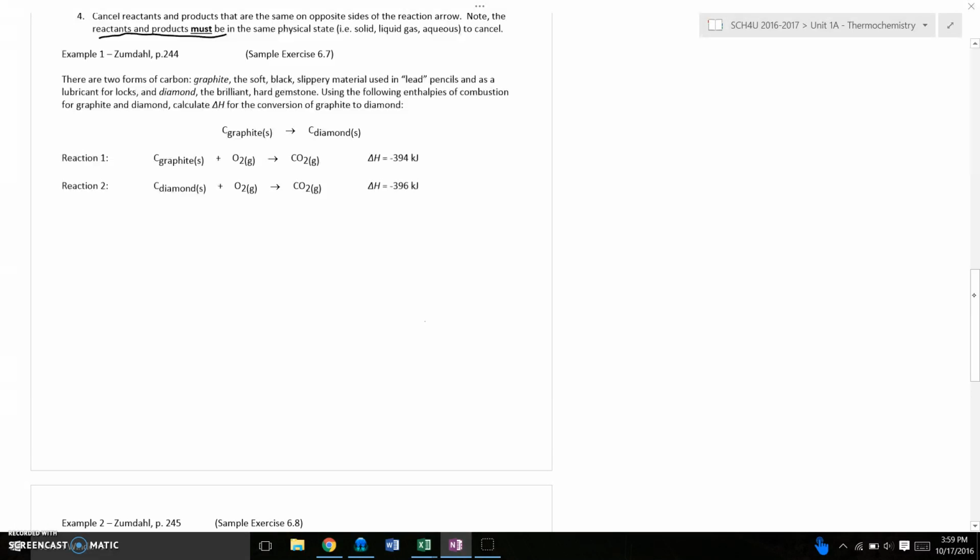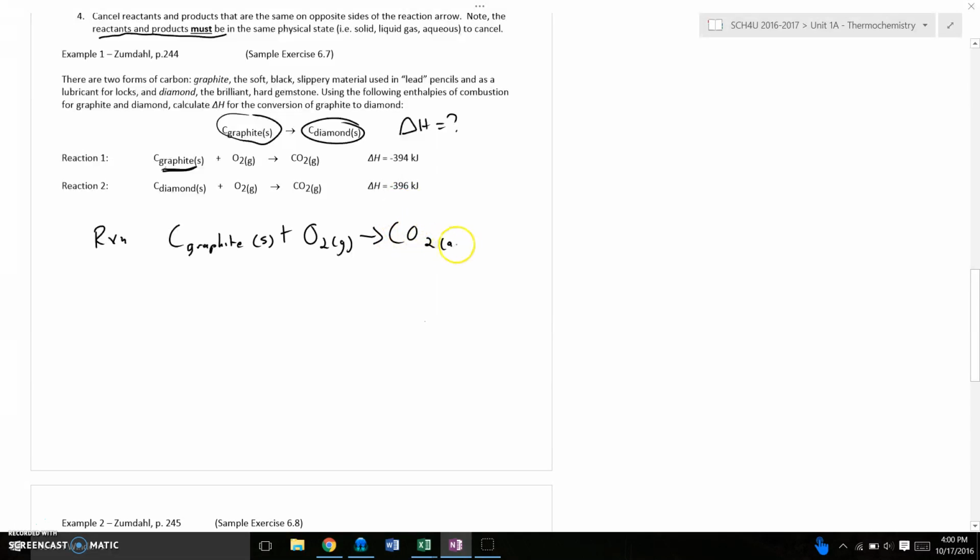So the first thing we need to do is look at our final reaction. It's what we're trying to get the delta H of. We need to see what side of the reaction each thing is on. We notice that graphite is on the left, the reactant, and diamond is our product. We're starting with graphite, and graphite is part of reaction 1. So I'm going to write reaction 1 down with my graphite in the solid state. It reacts with oxygen gas to produce carbon dioxide gas.